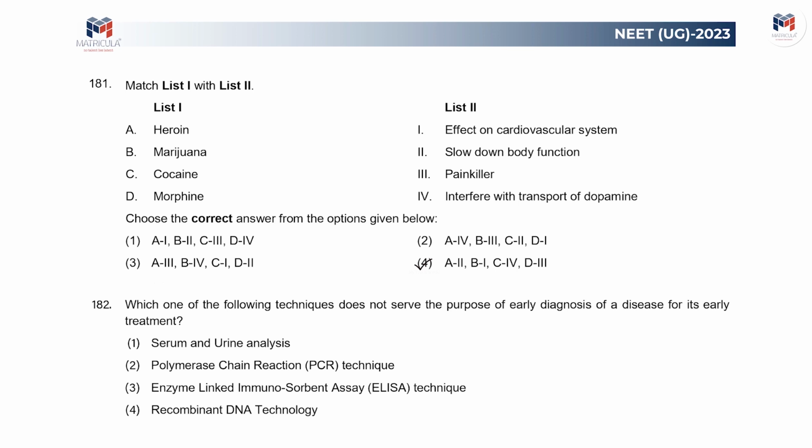Question number 182. Which one of the following techniques does not serve the purpose of early diagnosis of a disease for its early treatment? The answer is option number 1, serum and urine analysis.